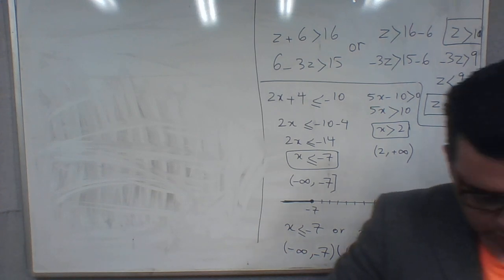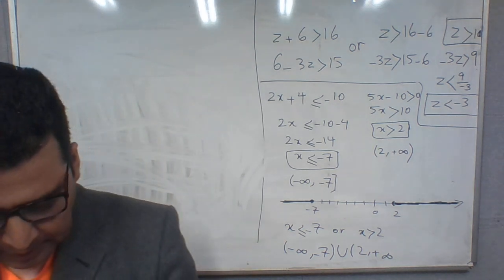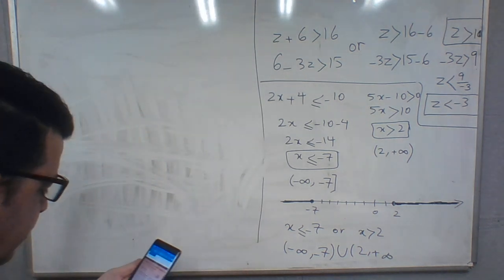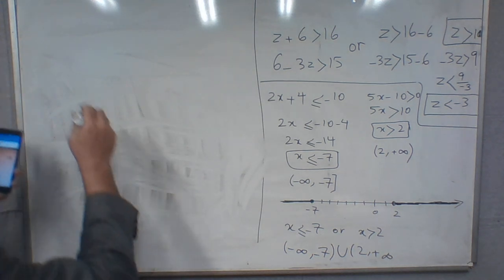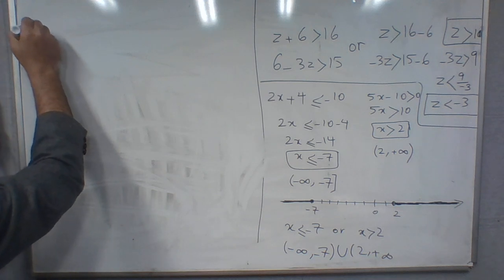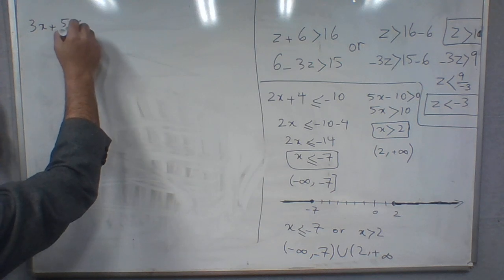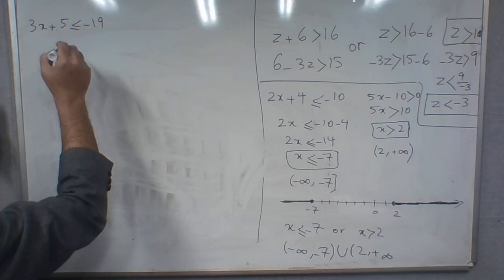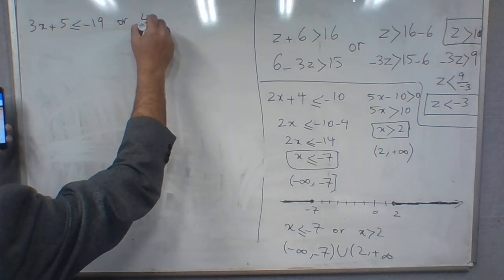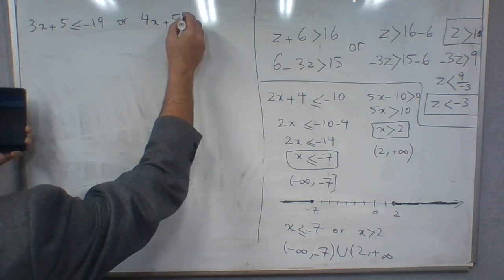Okay, problem number 9. Simplify the inequality. It is the same question actually, like the other one before. So 3x plus 5 less than or equal to -19, or 4x plus 5 greater than 13.